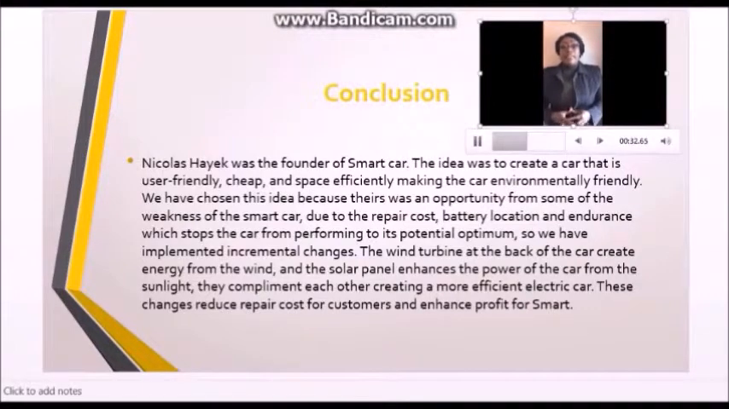So we have implemented incremental changes. The wind turbine at the back of the car creates energy from the wind, and the solar panel enhances the power of the car from the sunlight. They complement each other, creating a more efficient electric car. These changes reduce repair costs for customers and enhance profit for our customers in smart cars.